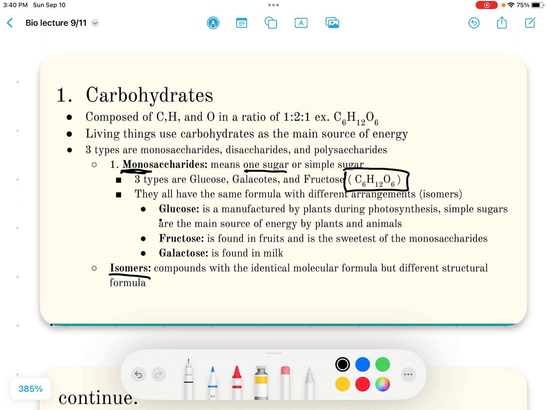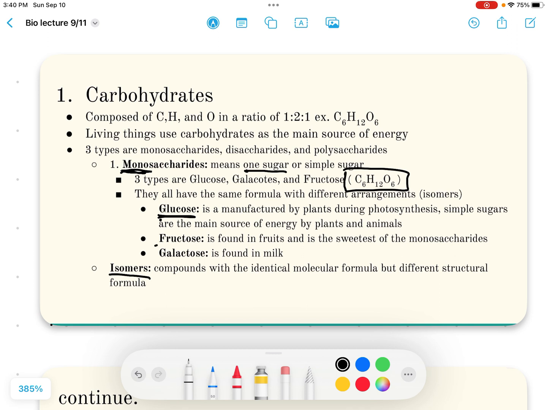So we have glucose. You probably have heard that before. It is manufactured by plants during photosynthesis. It's a simple sugar and the main source of energy for plants and animals. So we take in a lot of glucose, our body breaks it down, and we then can take that into our cells to use it for energy to break down other compounds and allow our bodies to move like they're supposed to. And again, that comes from plants and animals.